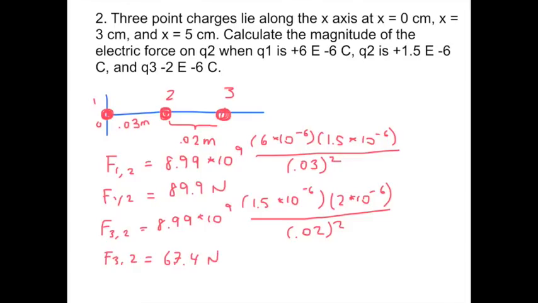Now to find the total force, or F total, that's exerted on 2, I'll add. I get 89.9 plus 67.4, which is equal to about 157 newtons.